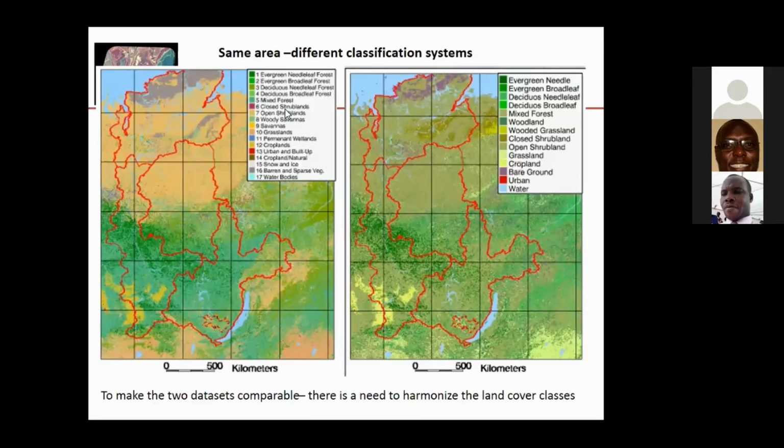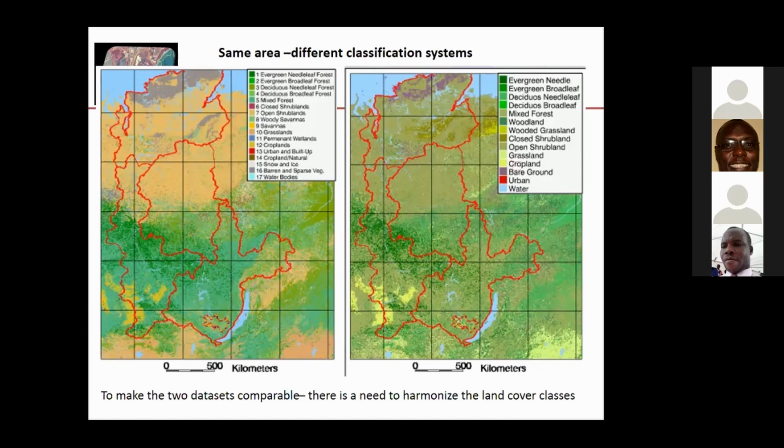Assuming you have this area and you've used some kind of land cover classification. In this land cover classification system, you have the global land cover classification system, and then this other one here is the one from the University of Maryland. You notice that they have different classes, and they could be defined differently for the same image. You need to make sure that you harmonize these two land cover classification systems so that the data is comparable.